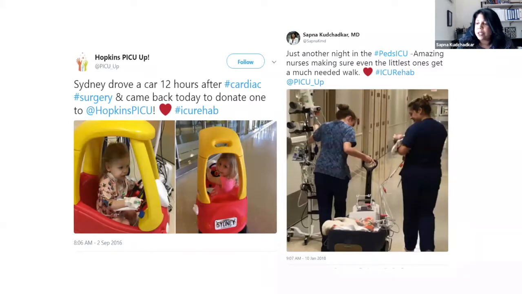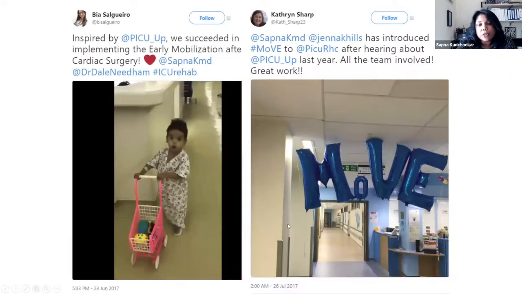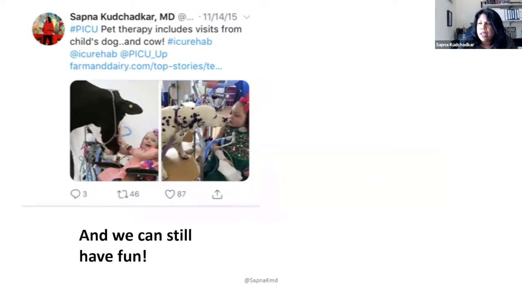Here's one of our patients in a little cozy coupe car. Here's a couple of our nurses taking a baby for a walk at night. And then slowly but surely, other sites started to share their successes. Here's a little guy in Brazil pushing a shopping cart on post-op day 1. Here's a new program that got started out in Scotland. And we can still have fun.